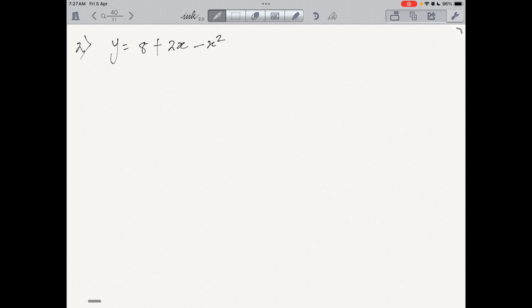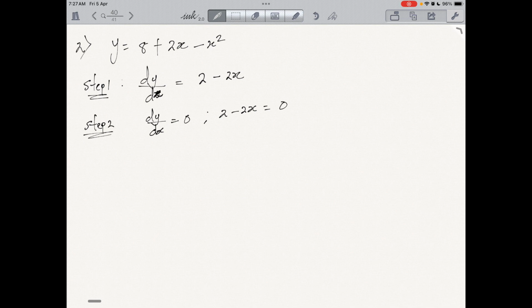Alright. Step 1. For step 1, we are asked to evaluate dy/dx. And dy/dx in this case is 2 minus 2x. In step 2, we are required to evaluate the value of x at dy/dx equal to 0. Therefore, 2 minus 2x is equal to 0, 2 is equal to 2x. Therefore, x is equal to 1.